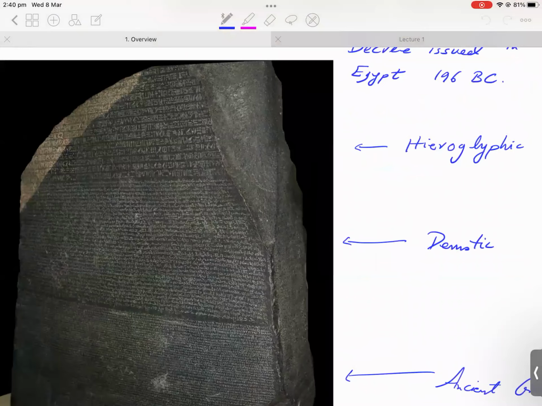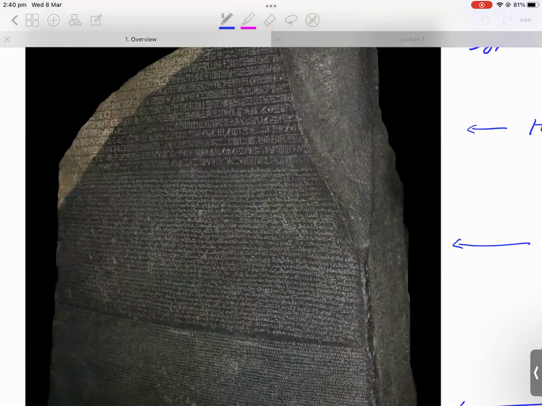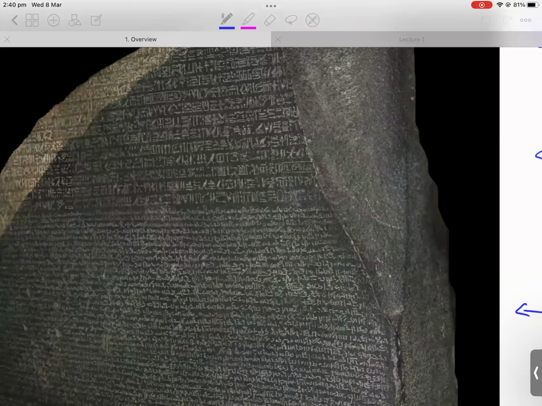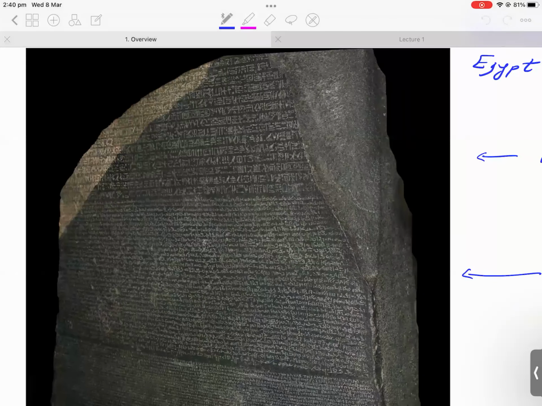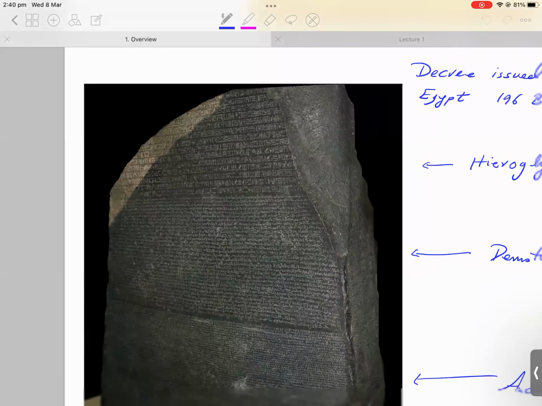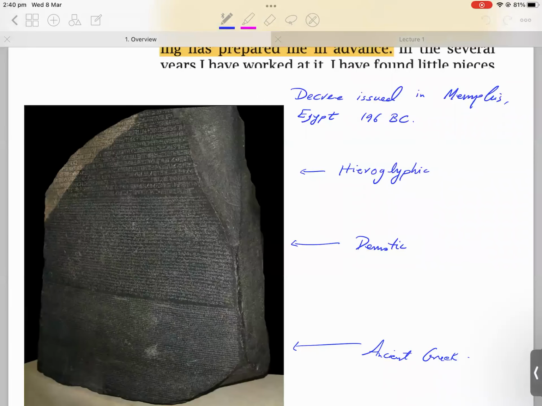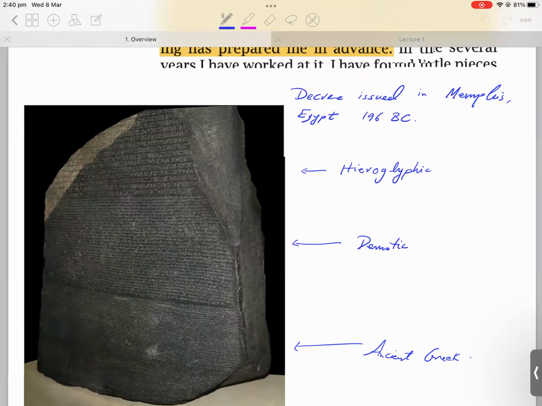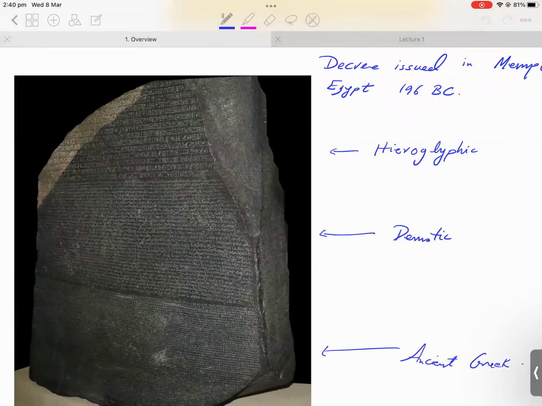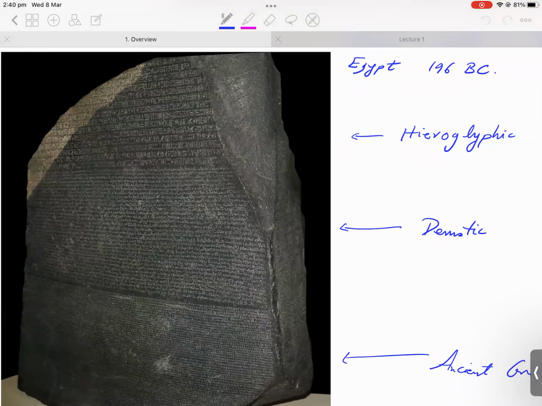So this is the Rosetta Stone on display in the British Museum, the most viewed object in the British Museum. This is a decree by one of the kings of Egypt around 200 BC. And the key about this is that it's essentially the same decree in three different languages. The hieroglyphic language on the top, the Egyptian demotic in the middle, and the ancient Greek at the bottom.